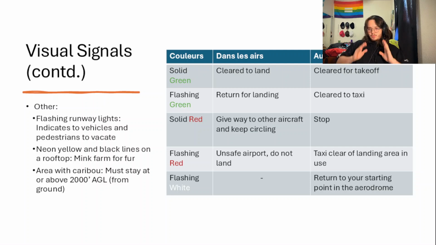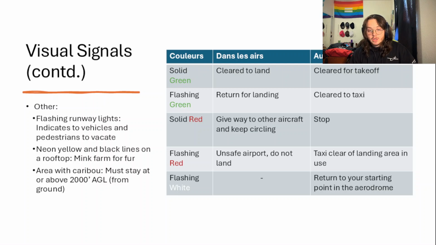Flashing runway lights. The runway has lights on the side of it. If they flash, that means leave the runway. But it's talking to pedestrians and vehicles. Sometimes pedestrians, or people who work at the airport, will go on the runway to test out if it's slippery enough, if it's dry enough, whatever it might be. And sometimes if an airplane's coming to land while that's happening, they will flash the lights to say, hey, get out of here.